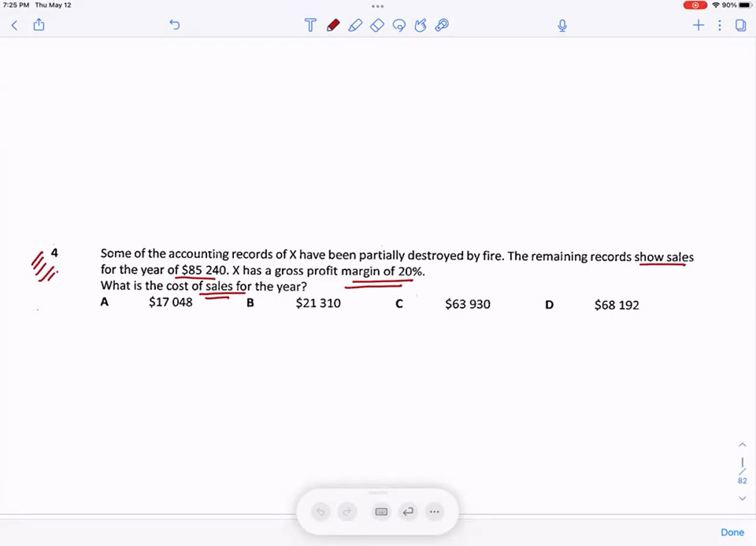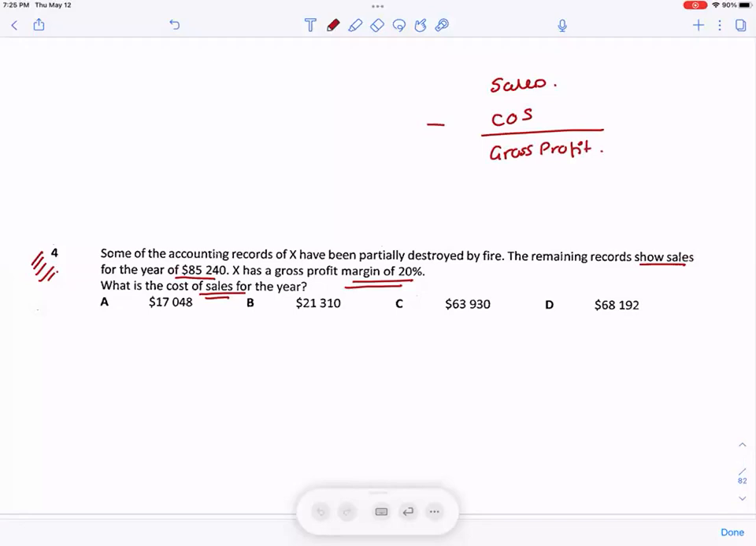Income statement. How does the income statement format go? Sales minus cost of sales gives you gross profit. Do you all agree on this?